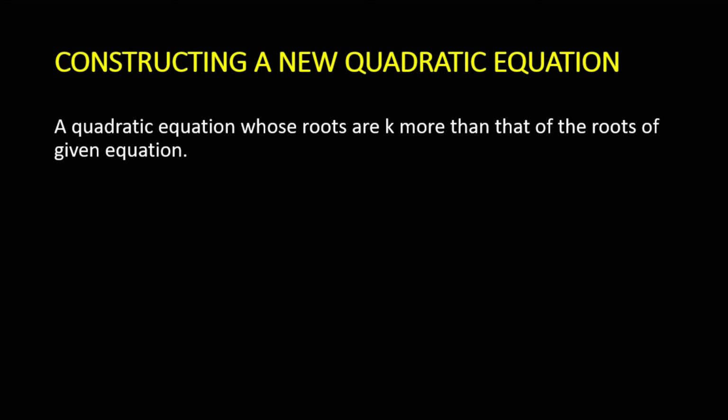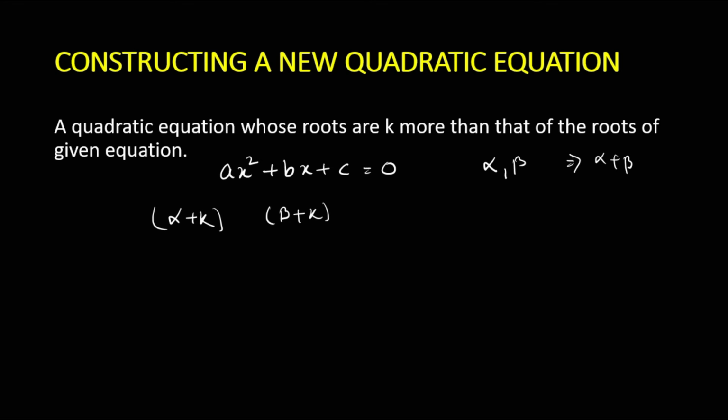Moving to the next, a quadratic equation whose roots are k more than the roots of a given equation. So if we have a x square plus b x plus c equal to 0 and its roots are alpha and beta, now we have to form a quadratic equation whose roots are alpha plus k and beta plus k. So for the sum of roots we can write alpha plus beta is equal to minus b over a, and alpha into beta is equal to c over a.